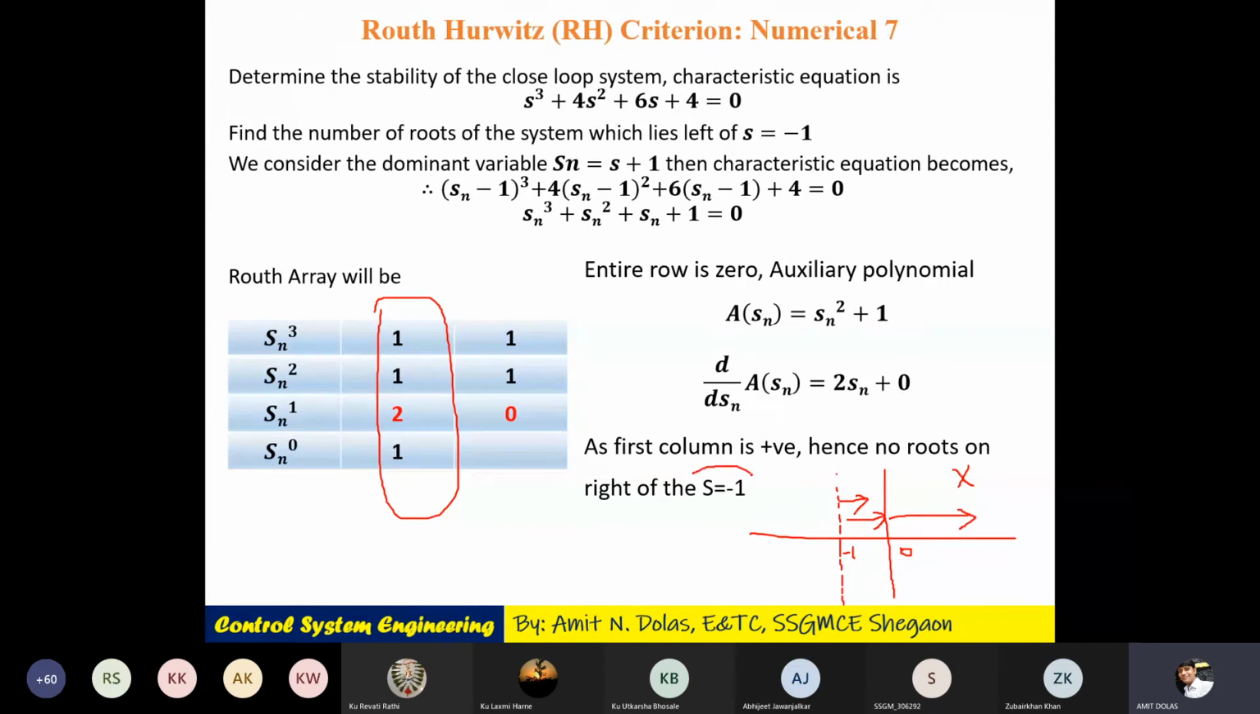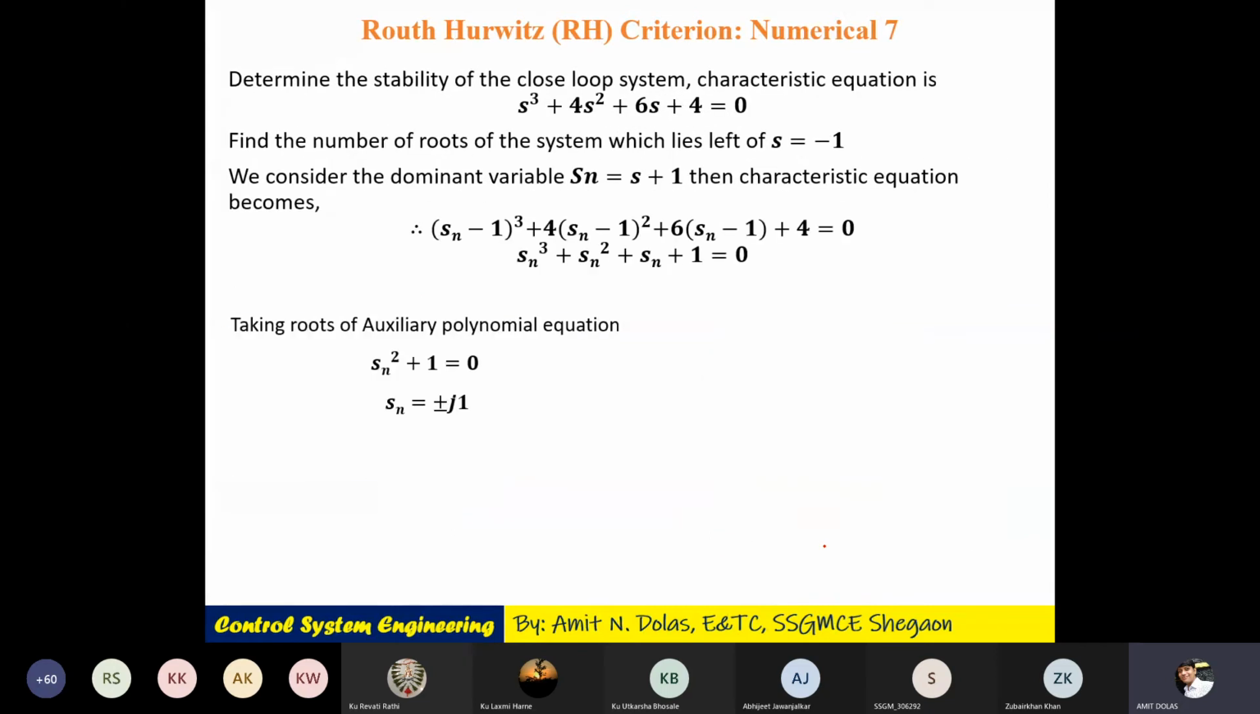So for all the values of the root, it lies in the left hand of s is equal to -1. It may be here, it may be here, it may be here, wherever it may be, but it is left of s is equal to -1. Now here determine the stability, वही equation है, no need to write.